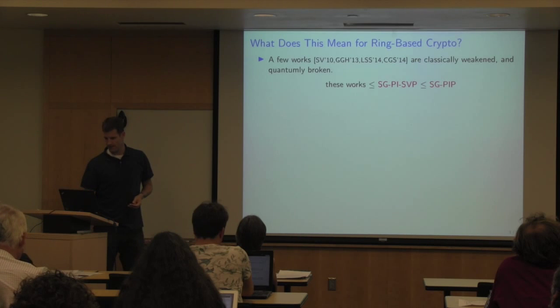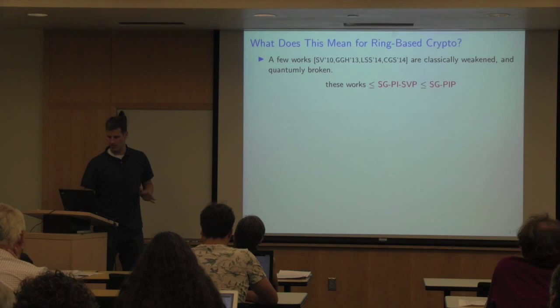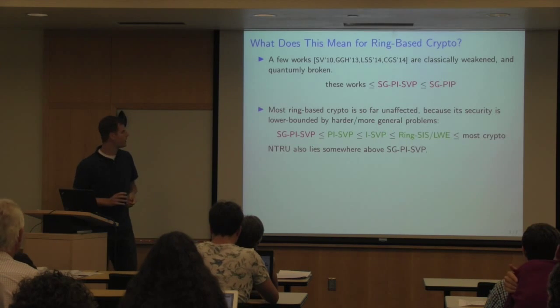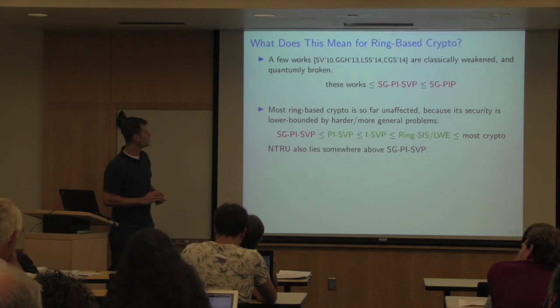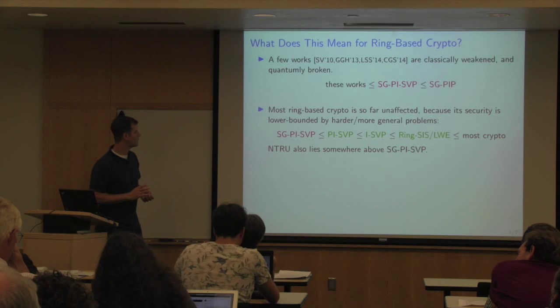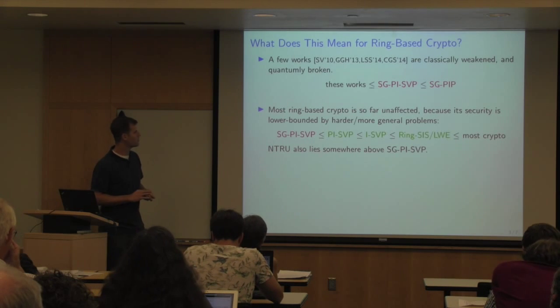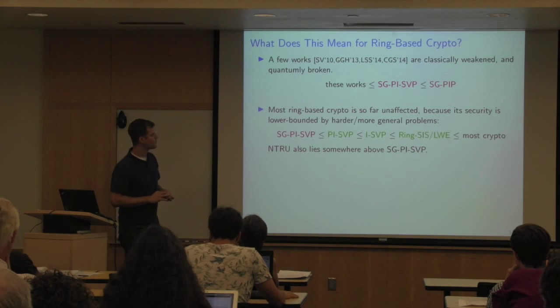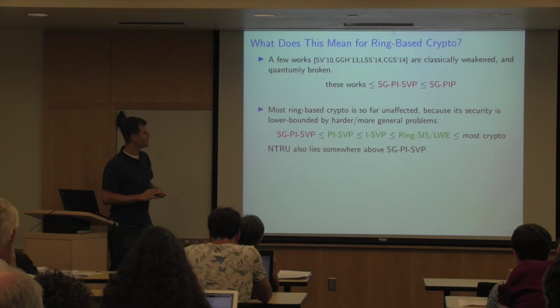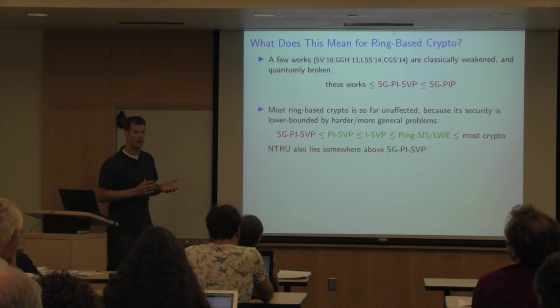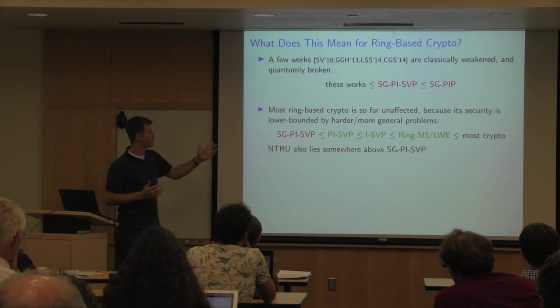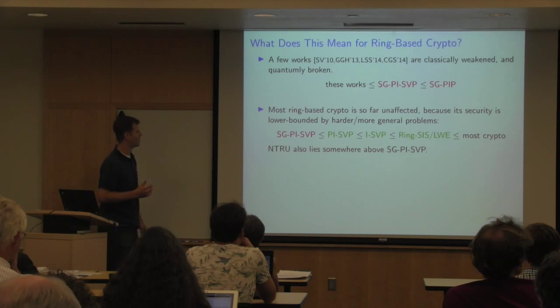So that's somewhat bad news for security for these systems. But fortunately, the story is mostly okay still. Most ring-based crypto is not really affected by the attack as far as we can tell. And it's basically because the security of the schemes is based on or lower bounded by harder or more general problems. So here's a long string of acronyms. I will say what they all are.